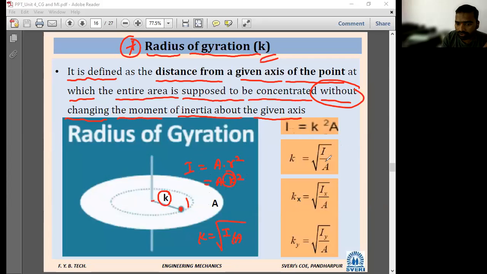So if you have calculated this moment of inertia about x-x axis, you will get Kx. If you have calculated moment of inertia about y-y axis, then that will become Ky. Is it clear, everyone? Yes, sir. Okay. Write on this one first one. I is equal to K square into A. Diagram not necessary. Just write down these two formula.